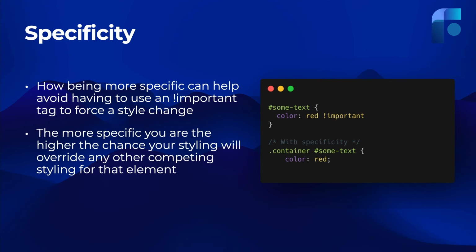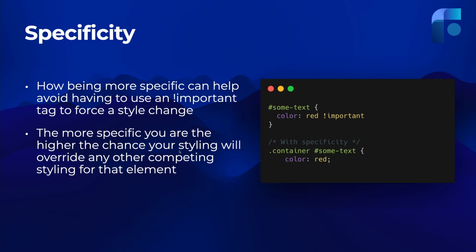So what we do is we write things that are very specific. So in this example here, it says the ID of some text, and we're having to use an important tag. However, if you are more specific and you add, for example, the container element that this is contained in, which is a class name .container, you then don't need to use the important tag because now CSS, or your style sheet, can target this element and style it. And that is the importance of specificity.